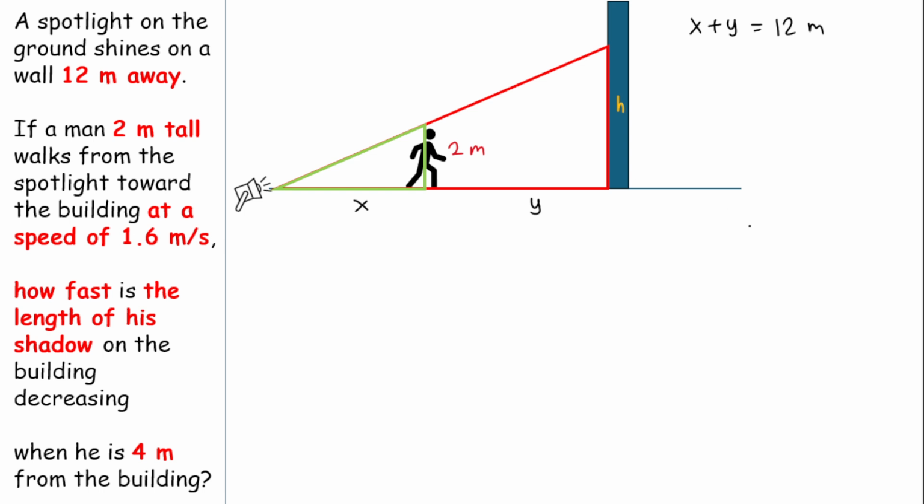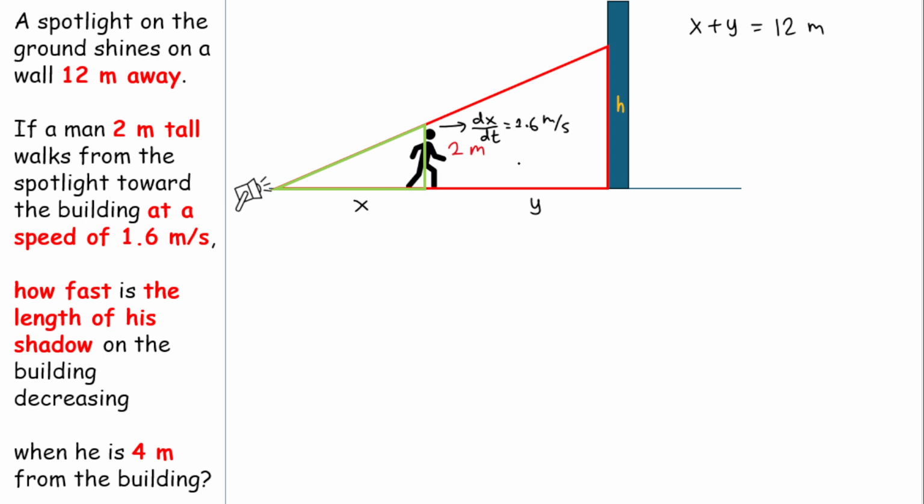Good. And then the man walks there with a speed of 1.6 meters per second. And that means that is the increase of this X, right? So we will have this one here, dx/dt. And we have a positive number because the X here is increasing. So we will have 1.6 meters per second.